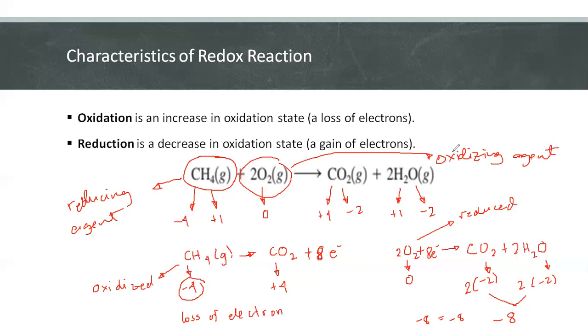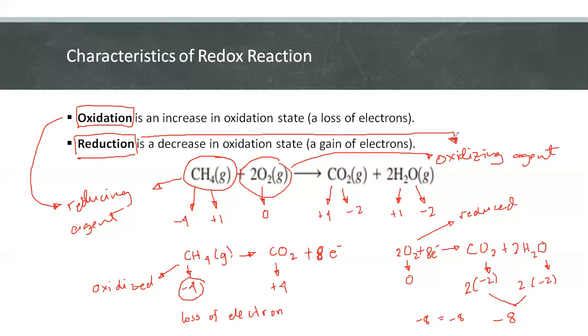I hope this example is clear to you. Again, I'll just repeat that oxidation is where the increase of oxidation state occurs, meaning it is oxidized or has lost electrons. Since this is where oxidation occurs, this is the reducing agent. While reduction, or the gain of electrons, occurs at the oxidizing agent.